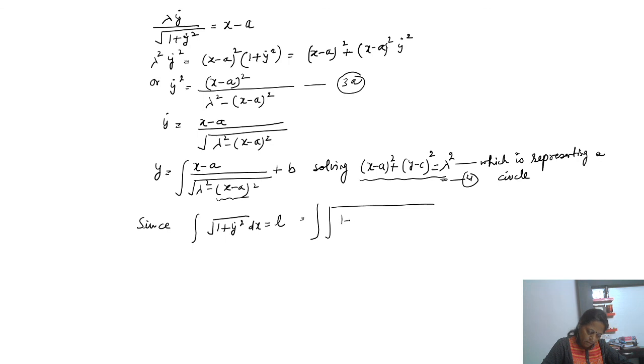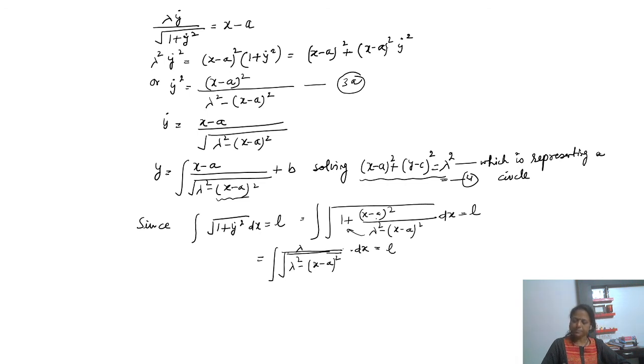रूट 1 प्लस x minus a square अपॉन लेमडा स्क्वायर माइनस x minus a square डी एक्स इज इक्वल टू एल. फिर इसको थोड़ा सॉल्व कर लीजिए, तो ये आएगा लेमडा ऊपर रह जाएगा, एलसीएम लेने के बाद ये कट जाएगा, और ये आ जाएगा लेमडा बाहर आने के बाद लेमडा स्क्वायर माइनस x minus a का स्क्वायर इज इक्वल टू एल. ये साइन इनवर्स का फंक्शन आ रहा है. दिस विल बी सॉल्व्ड टू गेट lambda sin inverse x minus a upon lambda, and this is for the limits x1 to x2 is L.